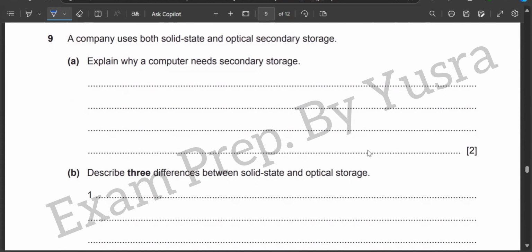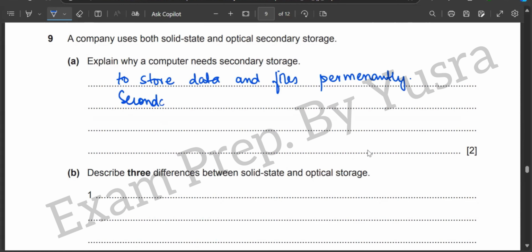Question 9 says a company uses both solid state and optical storage devices. Explain why a computer needs secondary storage. Secondary storage is needed to store data and files permanently, and secondary storage acts as a virtual memory as well.